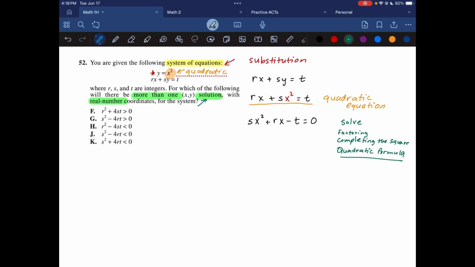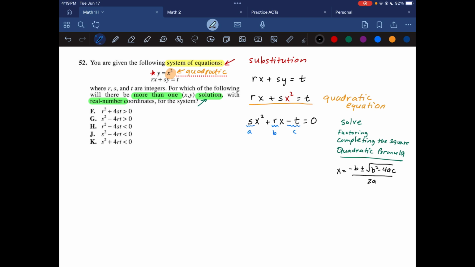If you don't remember what it is: x equals negative b plus or minus the square root of b squared minus 4ac, all over 2a. Now the pieces here, a, b, and c: a is going to be the s value, the r is going to be our b, and the negative t is going to be our c. Don't forget the negative. That's super important on this question.